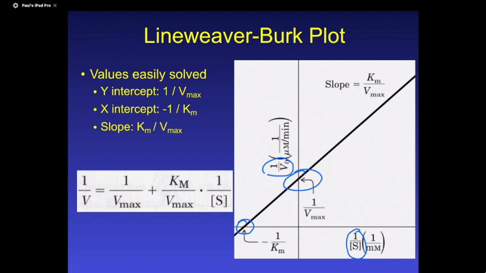Much easier analysis to do with this particular version of the equation. And so if you're actually asked to do analysis, most likely you're going to be doing a Lineweaver-Burk plot rather than a Michaelis-Menten. The slope is actually Km over Vmax, although that's not easy to parse out what numerical value it is, but the intercepts are very easy to determine. Okay.